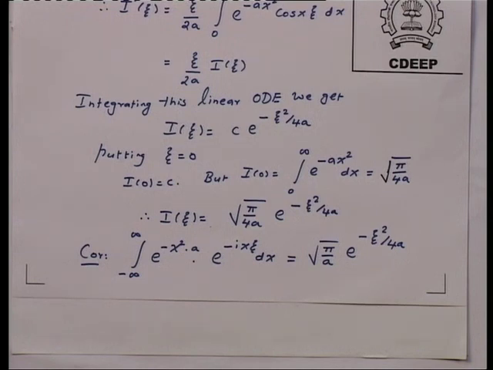So this completes our discussion of improper integrals. Now we turn to a special function, namely the gamma function. The gamma function is a very old function. You know how old the gamma function is? It is 280 years old. It was introduced by Euler in the year 1729 in a letter to Goldbach.